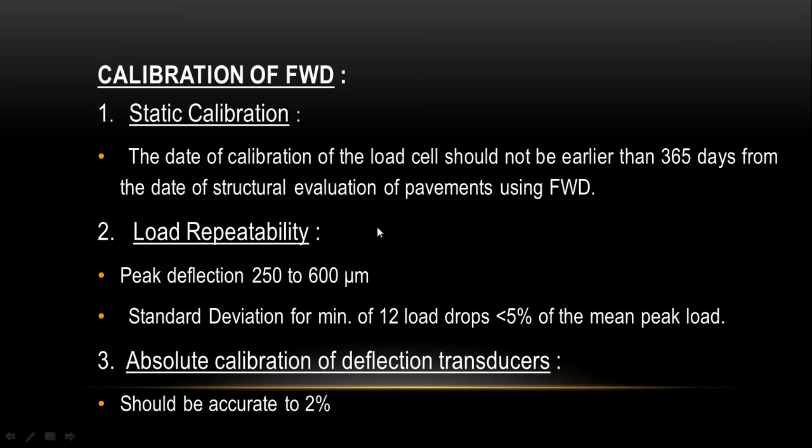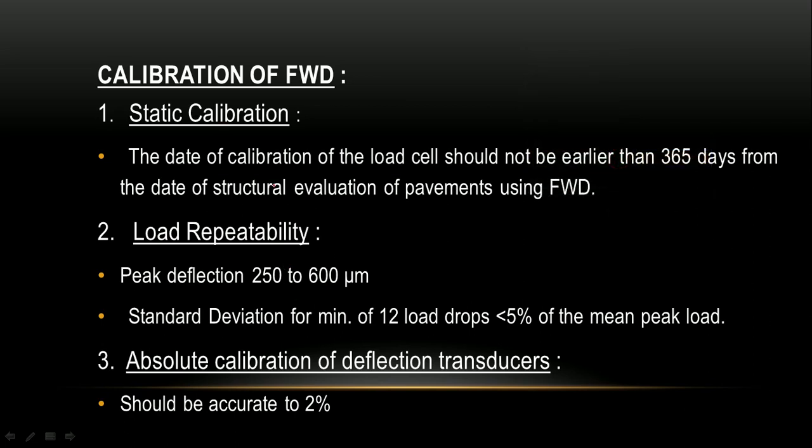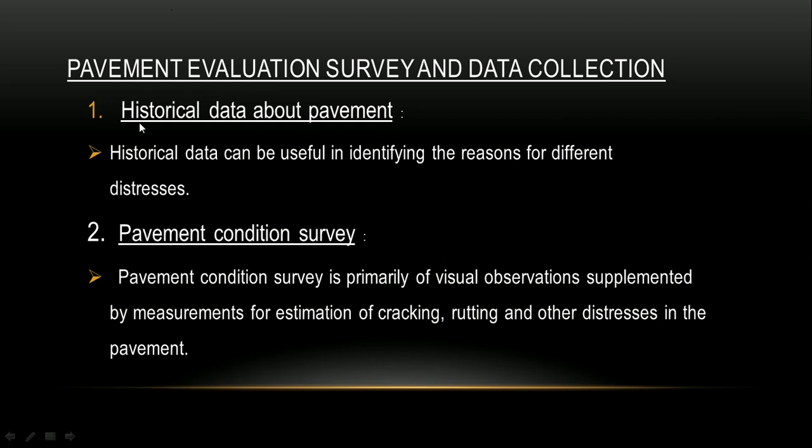These are all some calibration data. So what data are we taking? The static calibration and load repetition values, and absolute calibration deflection. All the data we obtain by the computer itself. So there is a system through which we take the data for the designing of the overlay.